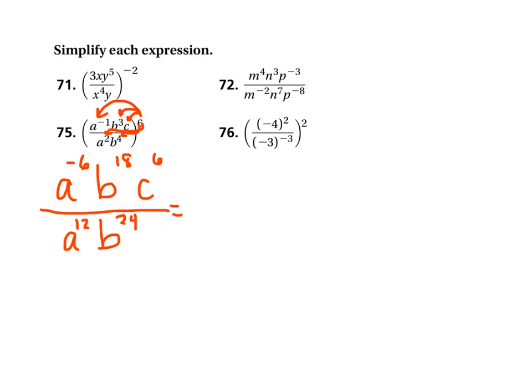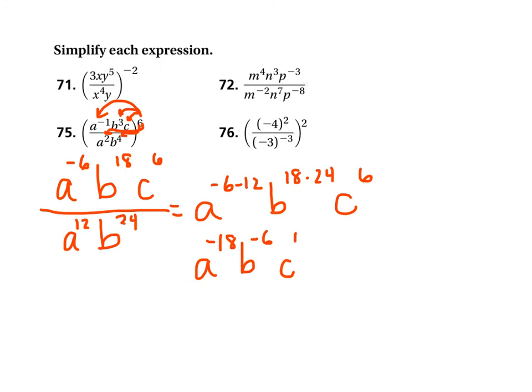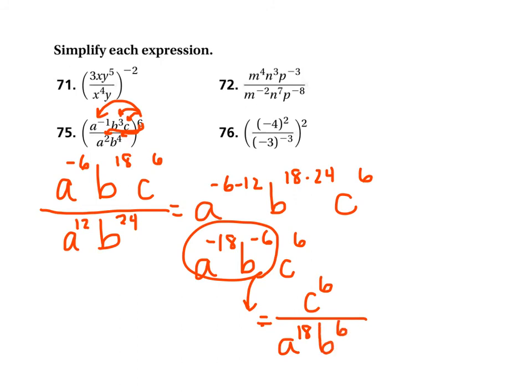Now I need to use my quotient rules. Powers with the same base, subtract the exponents. Nothing to do to c to the 6th that's guaranteed to be in my answer. -6 minus 12 is a -18 on the a, times b to the 18 minus 24 is -6, times c to the 6th. So that means that my parts with negative exponents have to drop. So c to the 6th in the numerator, a to the +18, b to the +6 in the denominator.